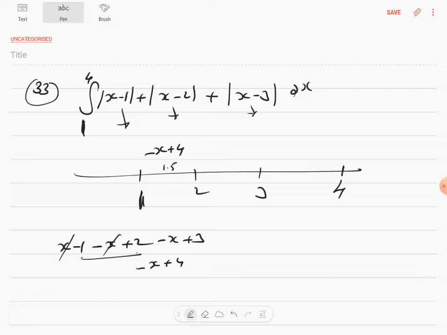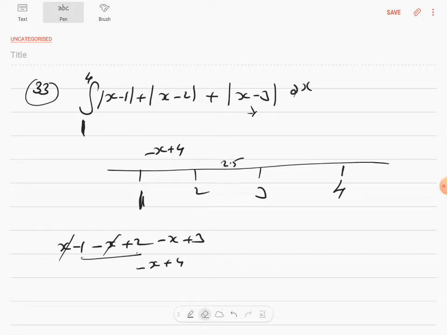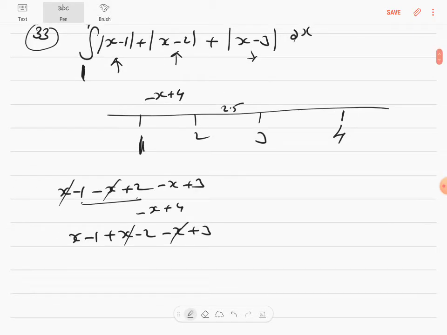Okay, between 2 and 3, what is the formula? We can give 2.5 as the example. The first one will turn out to be positive. The second one will turn out to be positive. The third one will be negative. So it will be x minus 1 plus x minus 2 minus x plus 3, because the third one is negative. So x and x get cancelled. So it will be x minus 3. Minus 3 and plus 3 get cancelled. Just x is the formula.